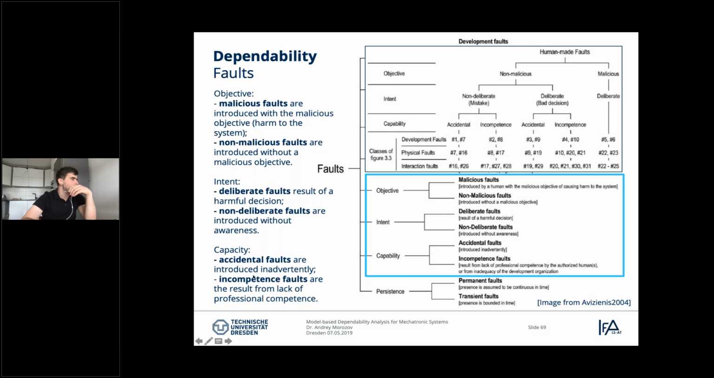Basically, it is the same as defined here. Accidental faults are introduced inadvertently, and incompetence faults are the result of lack of professional competence. So this is more or less defined here. Let's say human-made faults can be malicious or non-malicious. If it is malicious, it is for sure a deliberate fault. If it is non-malicious, it could be non-deliberate or it could be deliberate. And in both cases, it could be either accidental, because of an accident, or because I just don't know something, because of my incompetence.